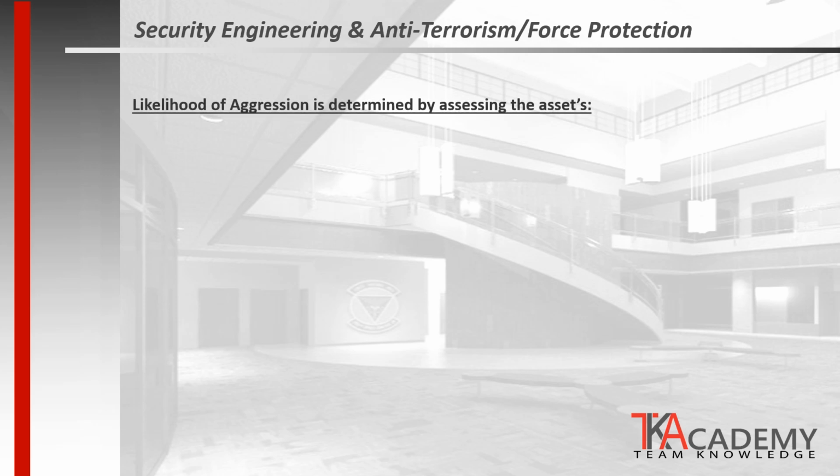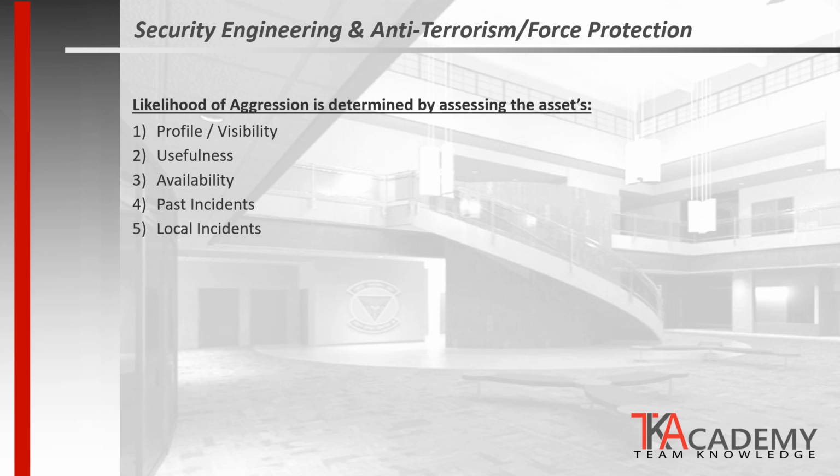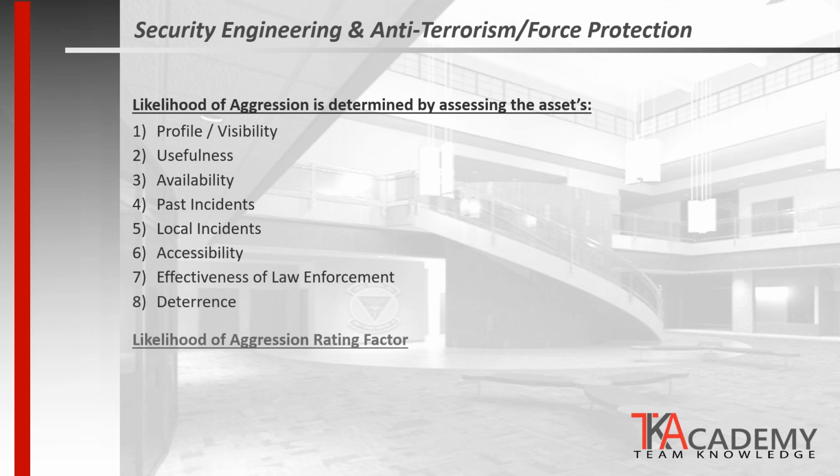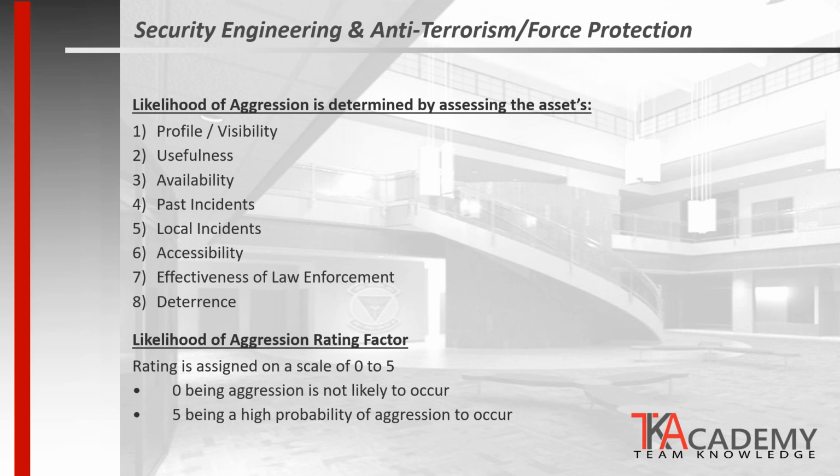The likelihood of aggression against the asset is also evaluated. It is determined by assessing the asset's characteristics, such as its profile and visibility, the asset's usefulness, the availability of other such assets, past incidents against such assets, a history of local incidents, accessibility to the asset, the effectiveness of local law enforcement, and deterrence that is present. The likelihood of aggression is also given a rating on a scale of 0 to 5, 0 being a low likely occurrence, to 5 being a high probability of aggression.